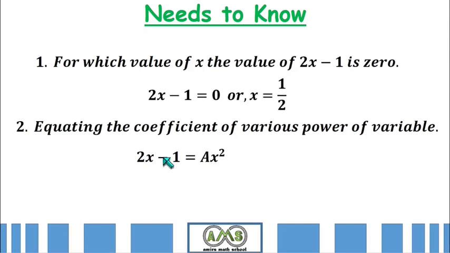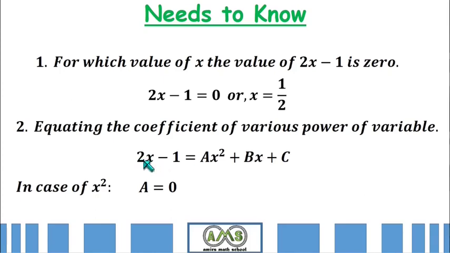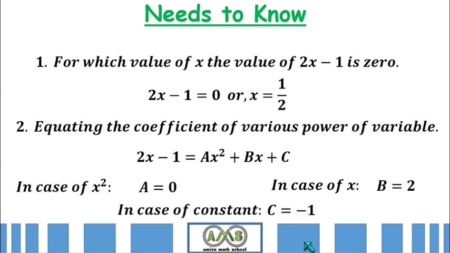That is, if 2x minus 1 is equal to ax square plus bx plus c, if we equate these two, that is the coefficient of x square, x and constant term on both sides of this equation, in that case we can get, in case of x square, in the left side the x square is absent, that's why a is equal to 0, and in the left side we have 2x, so in case of x we have b equal to 2, and in case of the constant term, here the constant term is c, here the constant term is minus 1, so c is equal to minus 1.